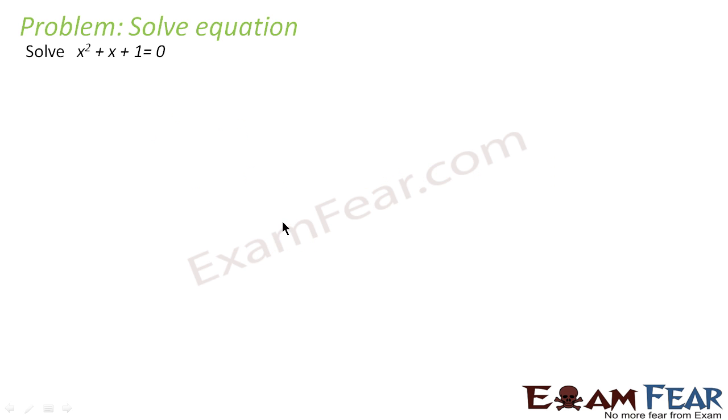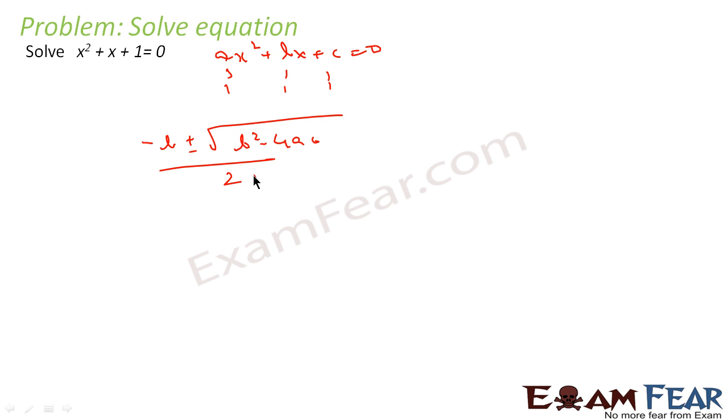Similarly, let's take one more tougher example. x square plus x plus 1 is equal to 0. This is of the form ax square plus bx plus c is equal to 0. Here a is equal to 1, b is equal to 1, c is equal to 1. So the solution we know is x is equal to minus b plus minus root b square minus 4ac by 2a. We have learned this formula in the earlier classes.